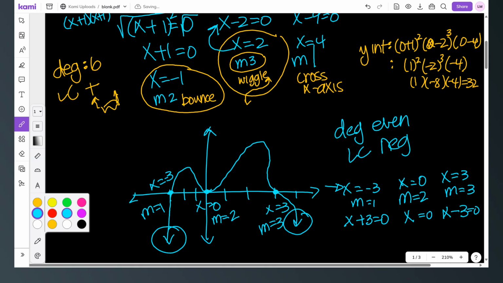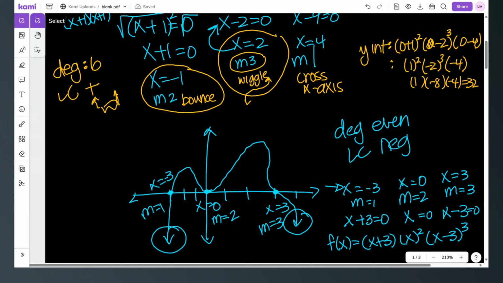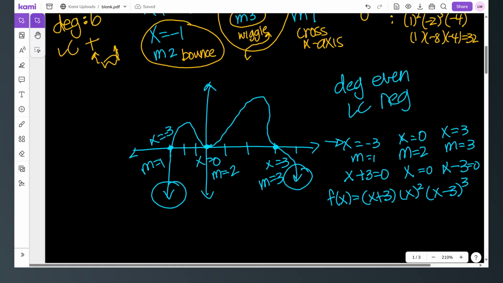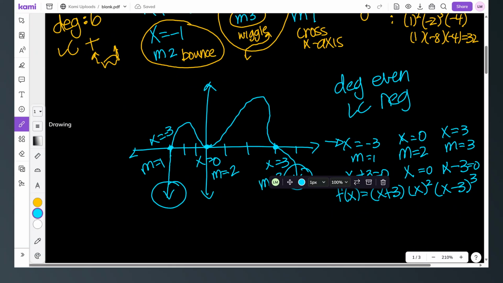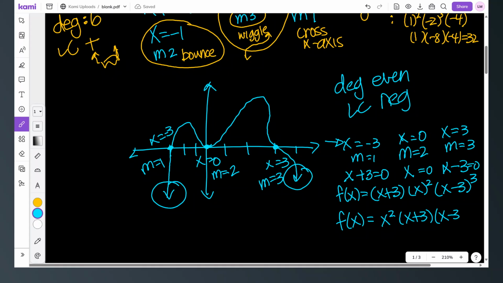Okay. Now we need to talk about these multiplicities. So I'm going to go ahead and write f of x equals, I have x plus 3 multiplicity of 1, x multiplicity of 2, and x minus 3 multiplicity of 3. So that's what it would look like before I multiply it out. And you can rearrange if you want to. We usually put the x in the front, so it looks like x squared times x plus 3 times x minus 3 cubed. So that would be what it looks like before I multiply the whole thing out.